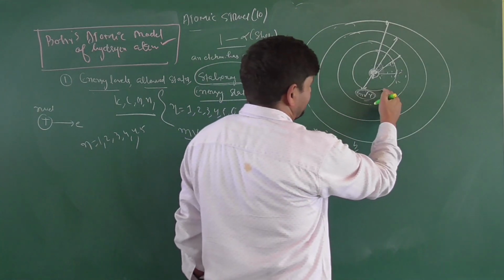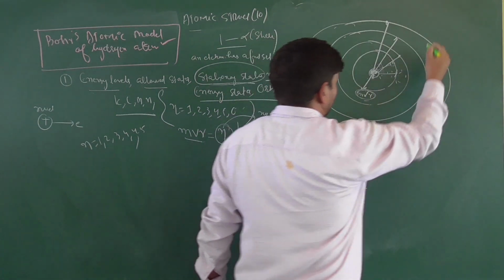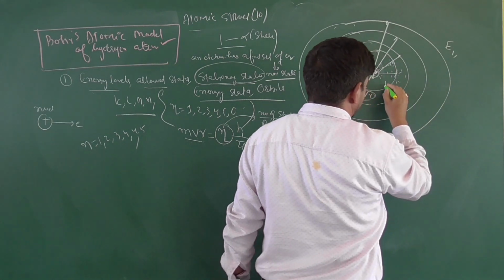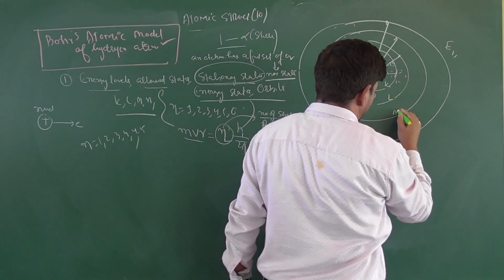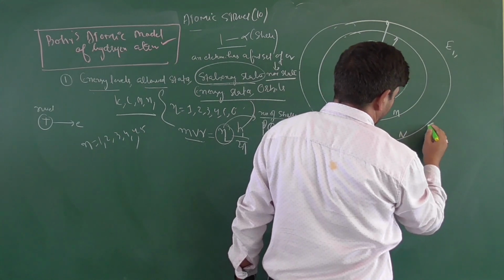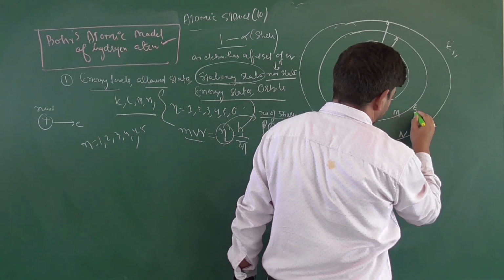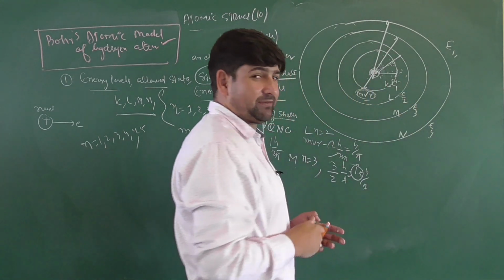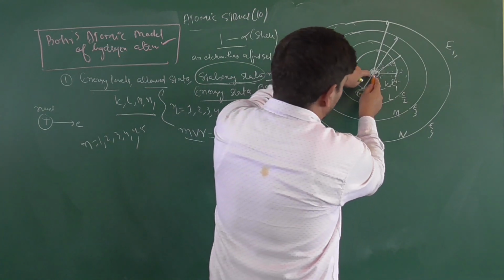Suppose this is the ground state. We will call this N1, so we will call that energy state 1. Then this is K, this is L, this is M, this is N. We can call it E4. This we call energy state 3, this we call energy state 2, this we call energy state 1. Am I clear? Good. So we are going away from the nucleus or not?